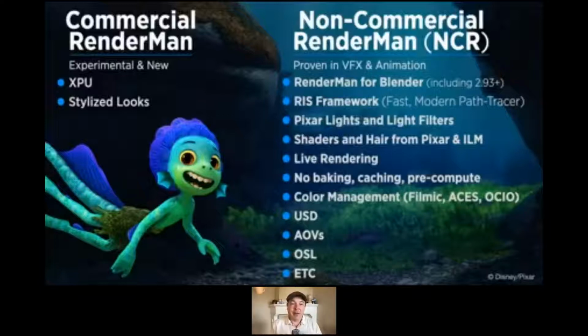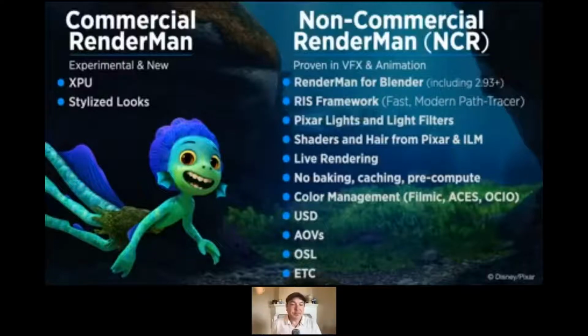And then commercial RenderMan has XPU. It's fast, but XPU is limited to look development. You really want to have RIS for the final frame renders. We have Stylized Looks, which is also powerful, but it's just the 1.0 phase, and we're still perfecting or polishing it. So let me just show some of the workflows in XPU and Stylized Looks, and then everything else after that you'll be seeing can be done in non-commercial RenderMan.